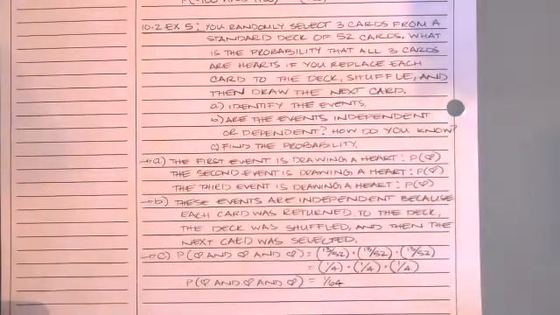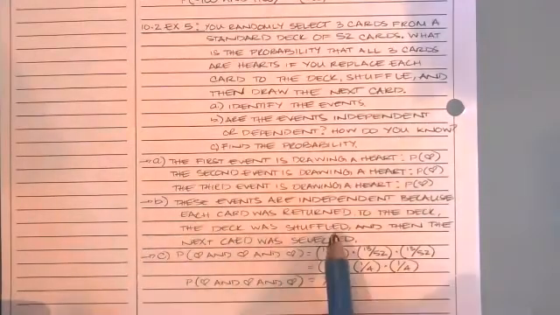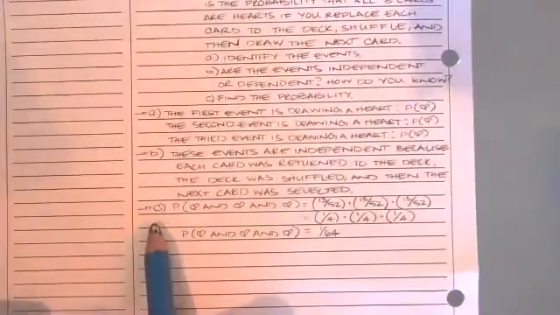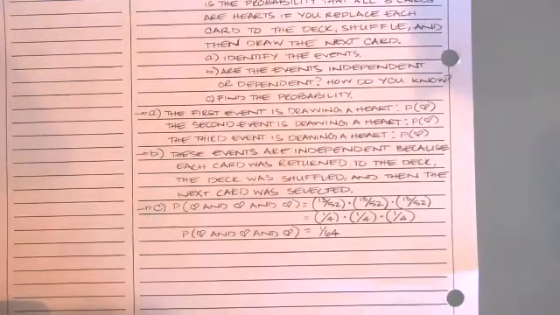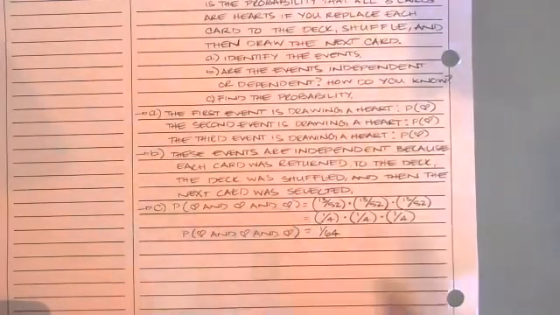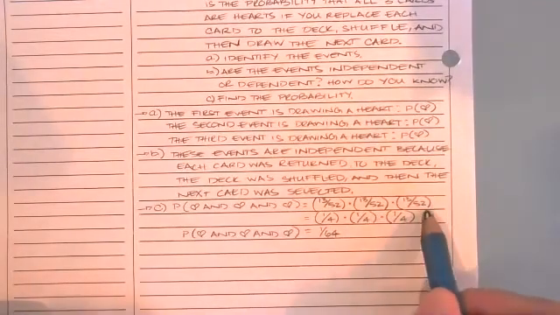So these events are independent because each card was returned to the deck, shuffled, and then the next card was selected. Does that make sense? Yeah. So if it was dependent and you took out the heart, then it'd be 13 out of 52, then 12 out of 51, then 11 out of 50. Exactly. So the probability of drawing a heart and another heart and another heart, because we're replacing them, is 13 out of 52 times 13 out of 52 times 13 out of 52.